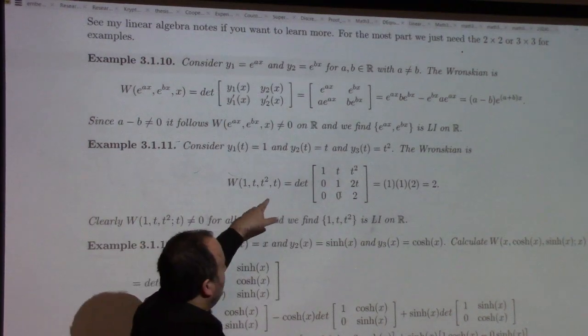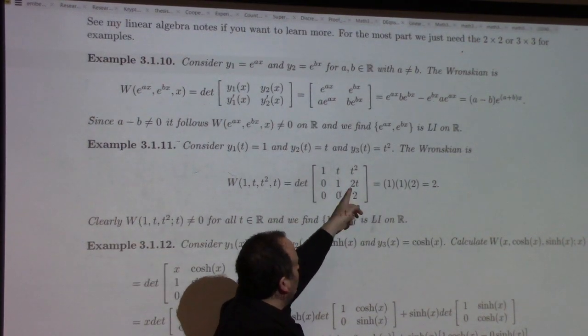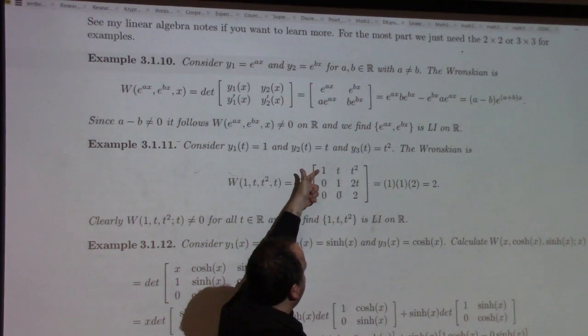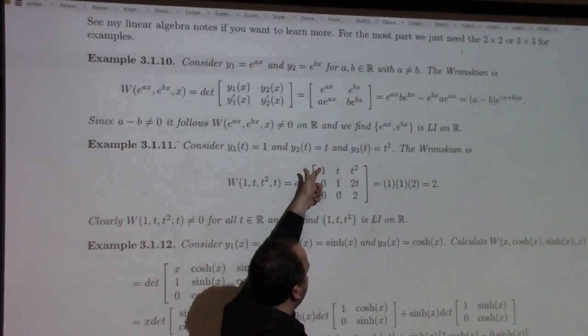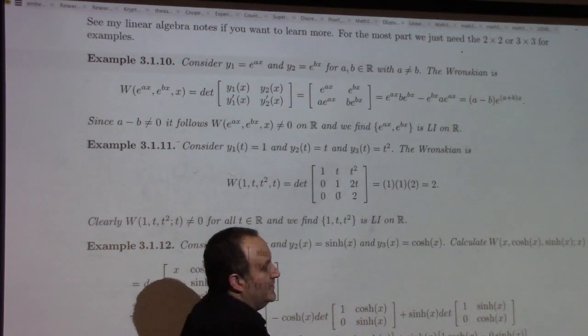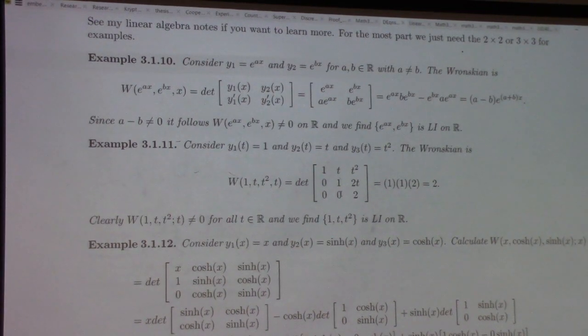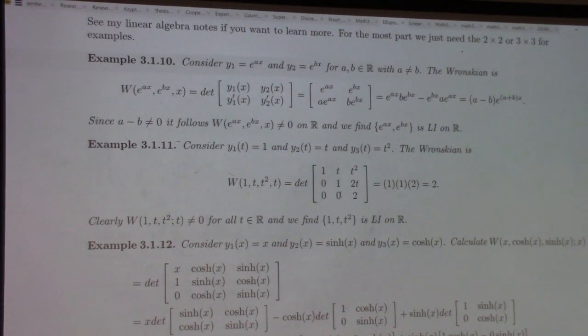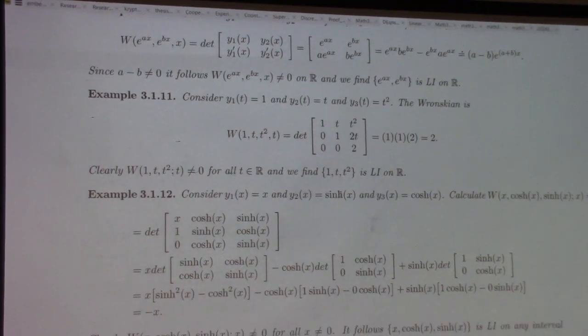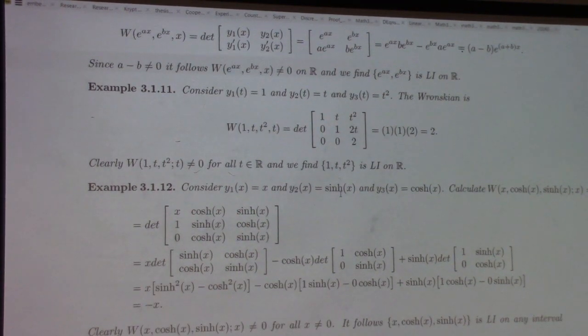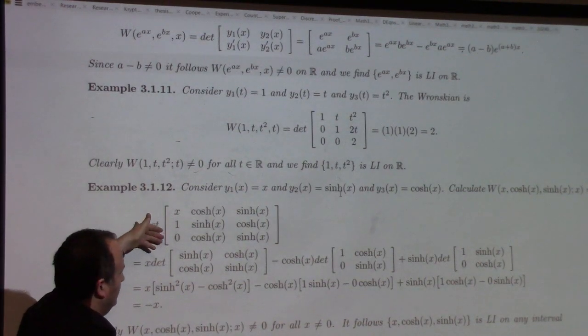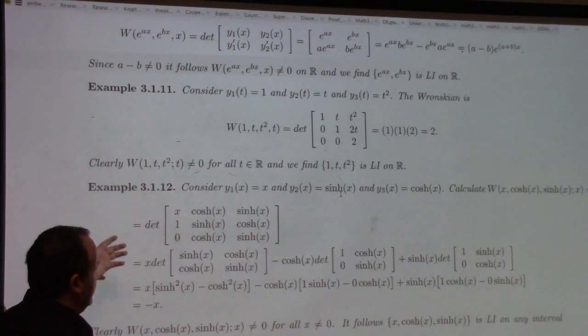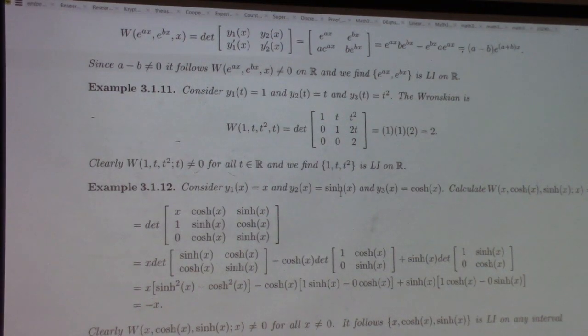How about 1, t, and t squared? Here we go, differentiate again. The determinant of an upper triangular matrix is just the product of the diagonals, 2. So that shows you that 1, t, and t squared are, in fact, linearly independent. How about x, sinh, and cosh? Well, here's that one. So differentiate, calculate the determinant. I get minus x, so if x is not equal to 0, I have a non-zero Wronskian, right?